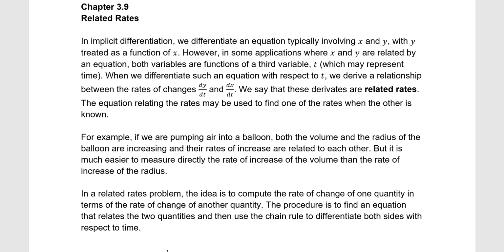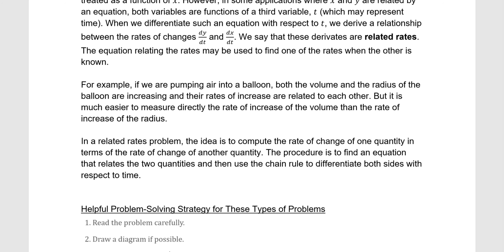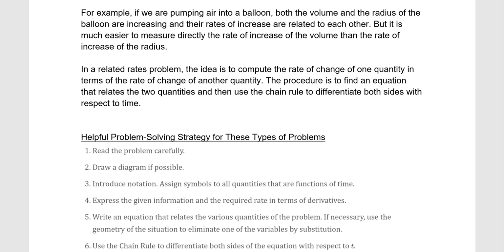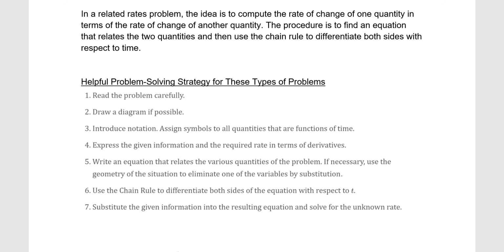For example, if we're pumping air into a balloon, both the volume and the radius of the balloon are increasing, and their rates of increase are related to each other. That would be something like dV/dt for the rate at which the volume is increasing, and dr/dt for the rate at which the radius is increasing. Typically, our goal here is to compute the rate of change of one quantity in terms of the rate of change of another quantity.